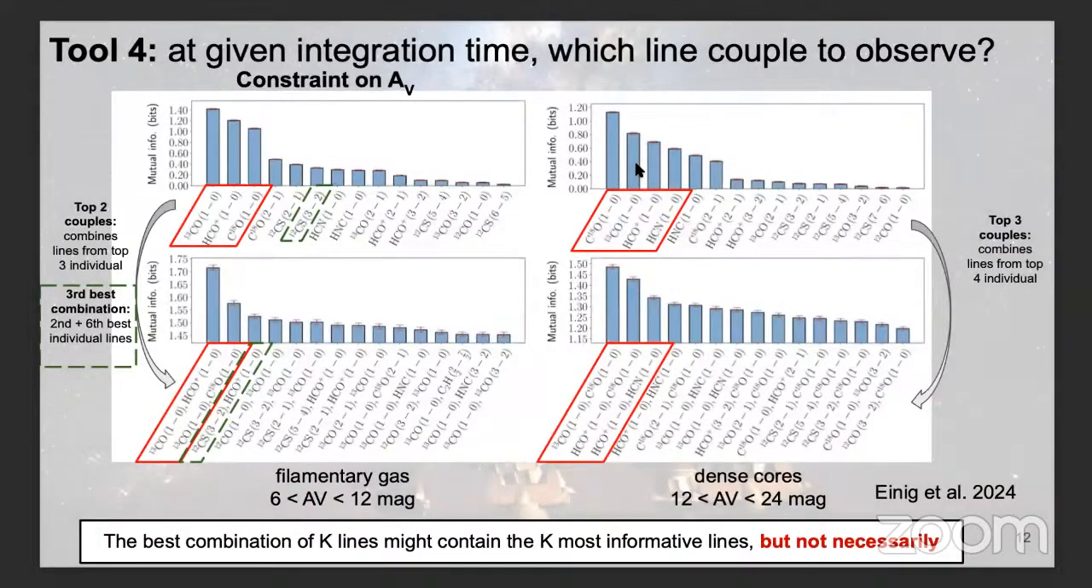And you can look also at pairs of lines. Sometimes the best pairs of lines are just pairs of the best individual lines, but sometimes some lines that were not very good individually appear in the best pair of lines because they are very complementary to another line, and they bring information that was not present in the other line.